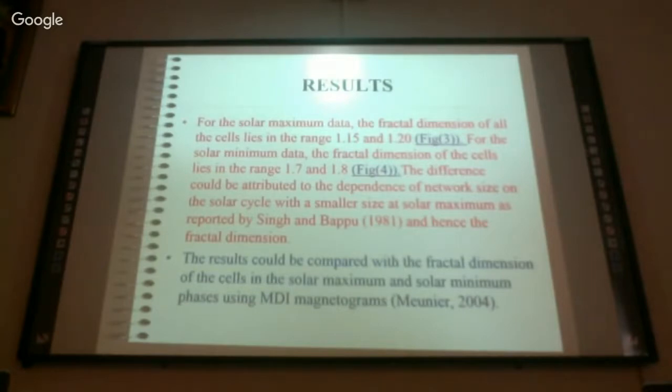For solar maximum data, the fractal dimension of all the cells lies in the range 1.15 to 1.2. So for maximum data, I got a lesser value for fractal dimension. For minimum data, I got a little higher value for fractal dimension, as you can see in this plot.